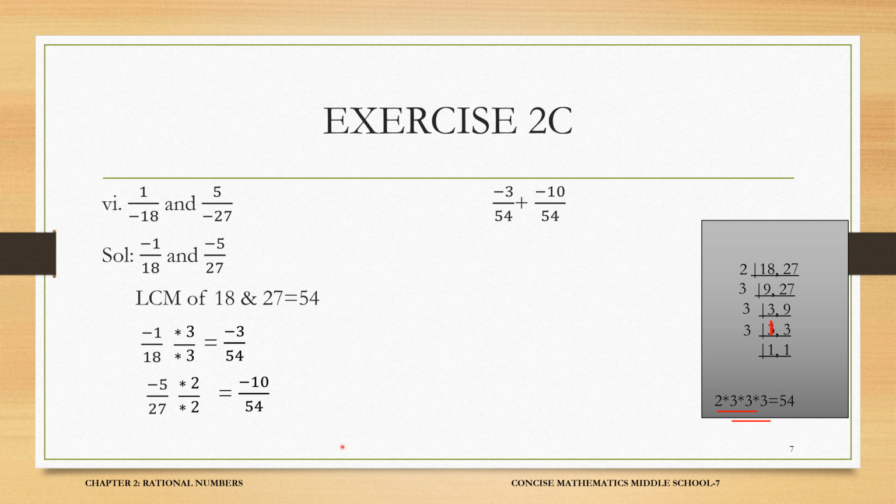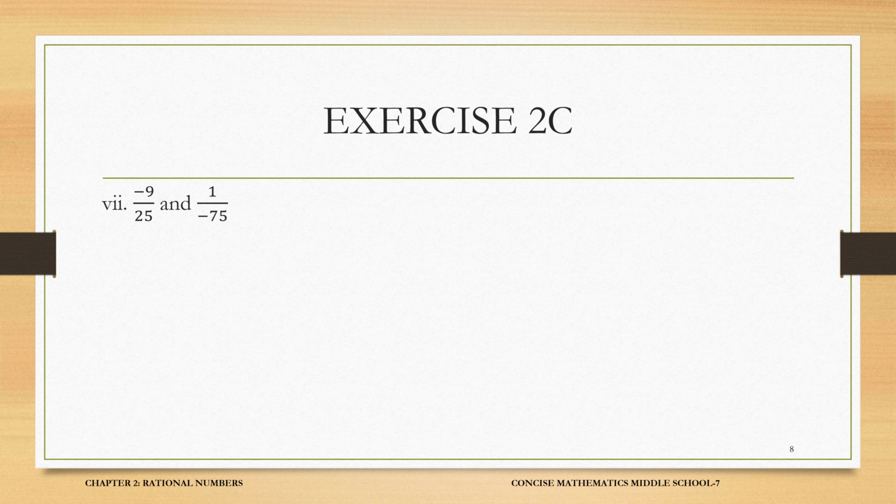Now just add this minus 3 by 54 plus minus 10 by 54. Minus into plus becomes minus. So minus 3 minus 10 by 54. When both are having minus sign, just put a minus sign and add it. You will get minus 13 by 54. I hope you understood this. Let's move on to the next, that is seventh question.